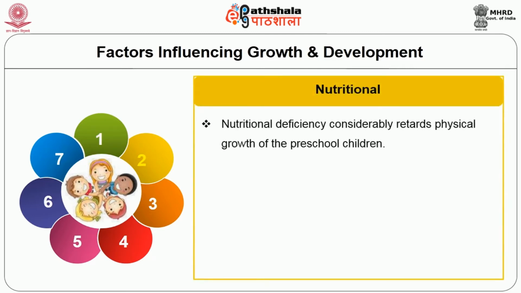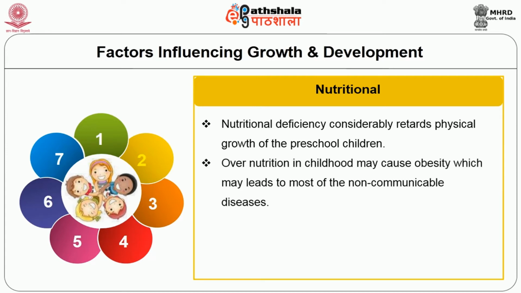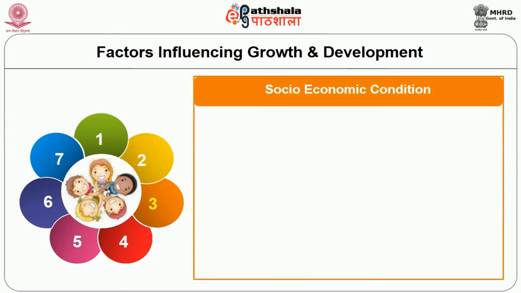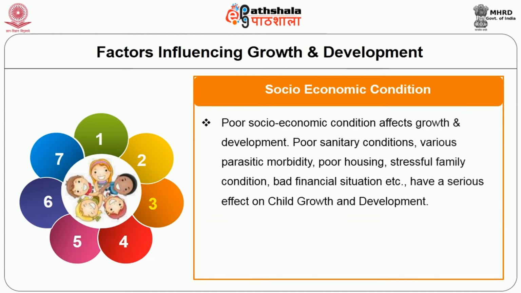Second thing is nutritional factors, which influence the child's growth and development. Nutritional deficiency considerably retards physical growth of preschool children. Overnutrition in childhood may cause obesity, which may lead to most of the common communicable diseases. The third factor is the socio-economic condition. Poor socio-economic condition affects growth and development. Poor sanitary conditions, various parasitic morbidity, poor housing, stressful family conditions, bad financial situations, etc. have serious effects on child growth and development.